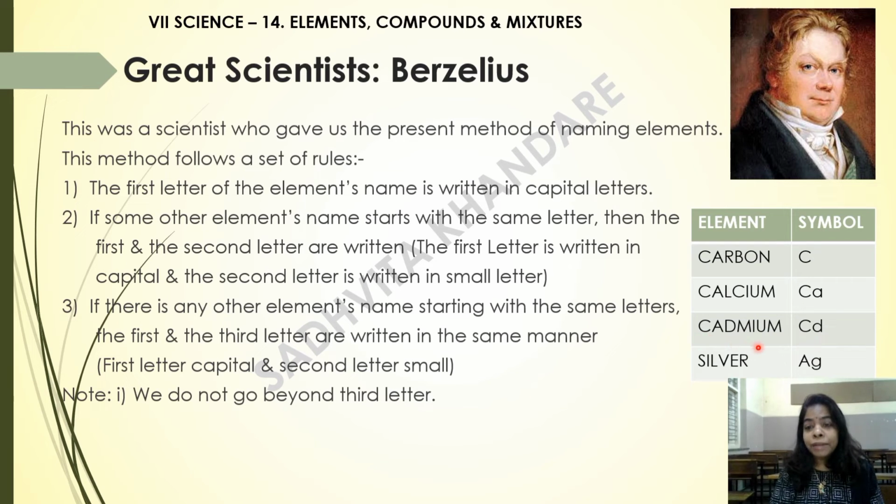See here, children, cadmium, Ca. So I cannot write Ca again because I have already taken it for calcium. So what I am going to do is write Cd for cadmium. We don't go beyond the third letter, children. You may think that fine, then we can take the fourth letter, fifth letter. No, we do not go beyond the third letter. And here silver is an odd man out, children, because silver is written as Ag. It is not S, it is not I, it is not Sl, it is written as Ag. Why is this so? We will see the reason.